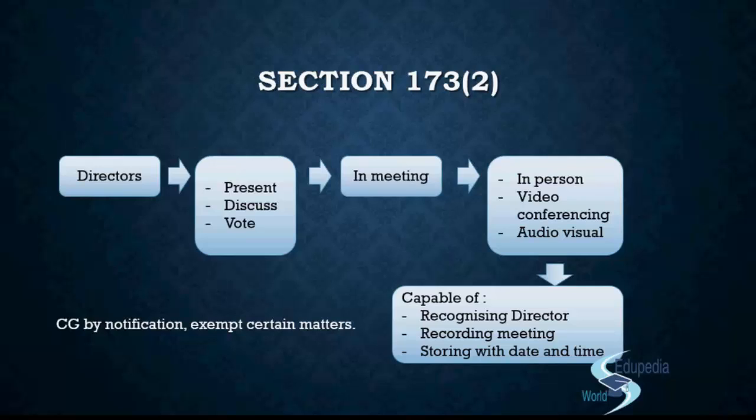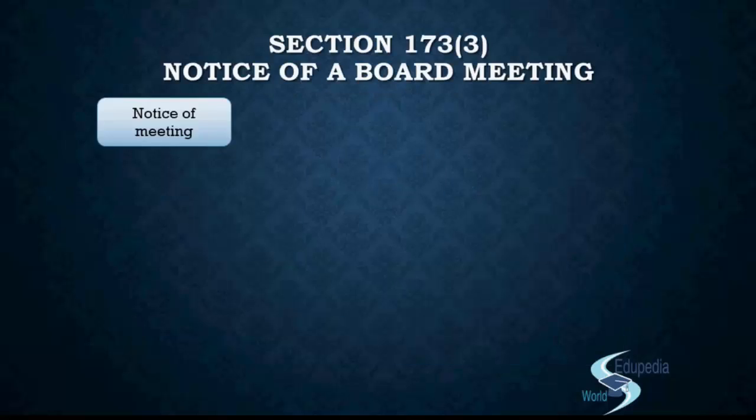These matters cannot be discussed over video conferencing or audio-visual means, right? Otherwise, where other matters are concerned, they are allowed. When the topic to be discussed in the board meeting is allowed to be conducted over video conferencing or audiovisual channel, then the members present via video conferencing will also be included in the quorum, right? So I hope the provisions of section 173 subsection 2 are clear to you.